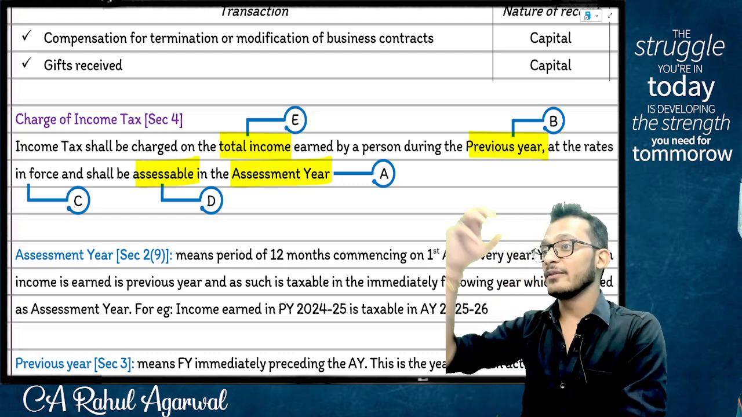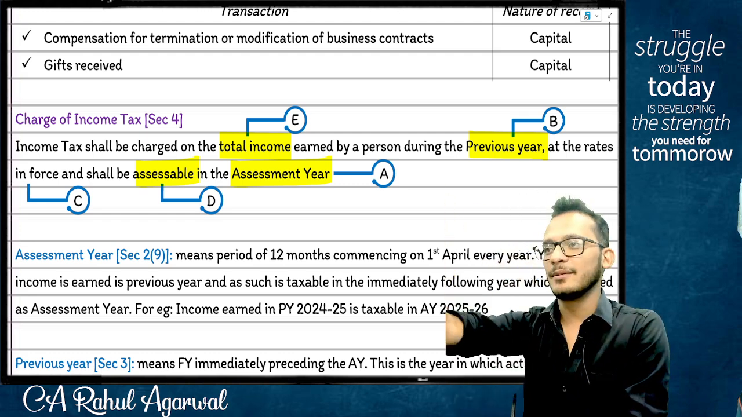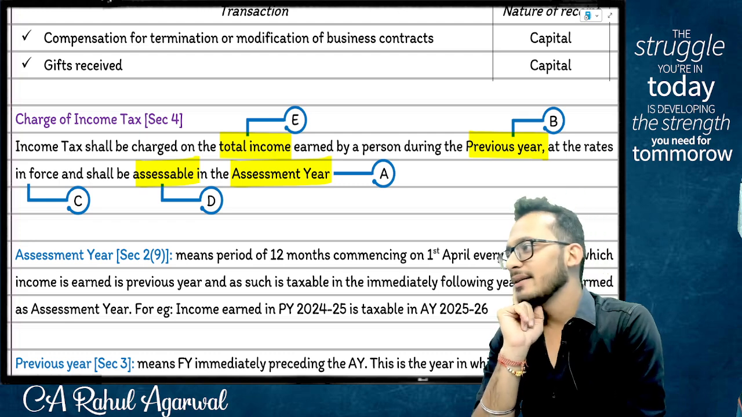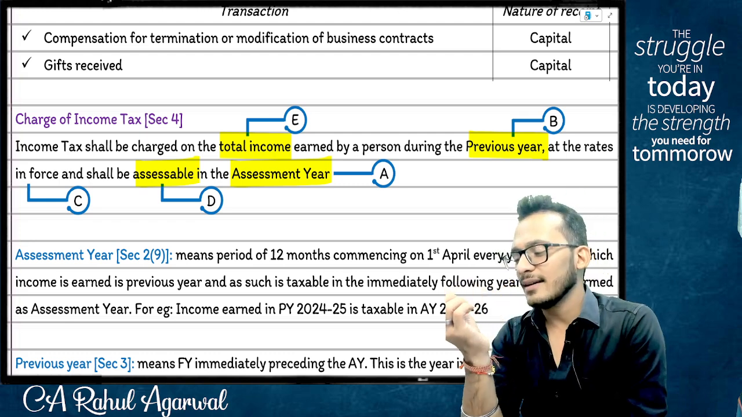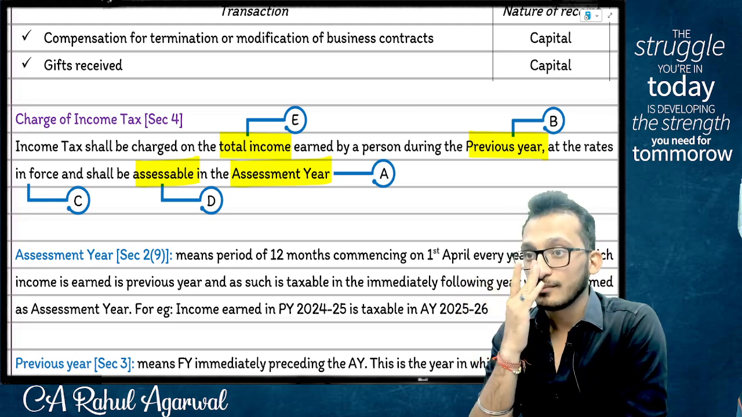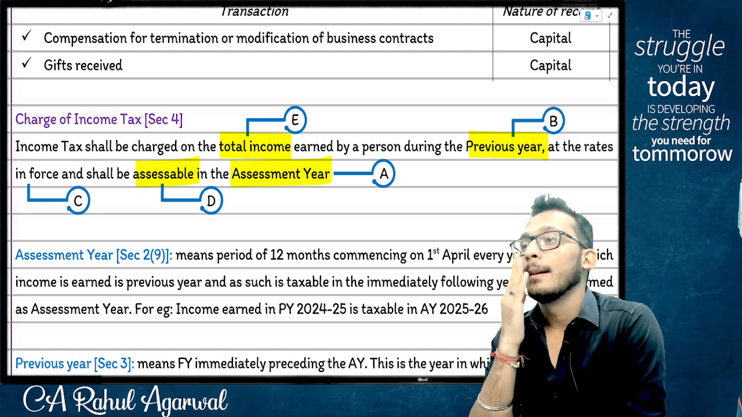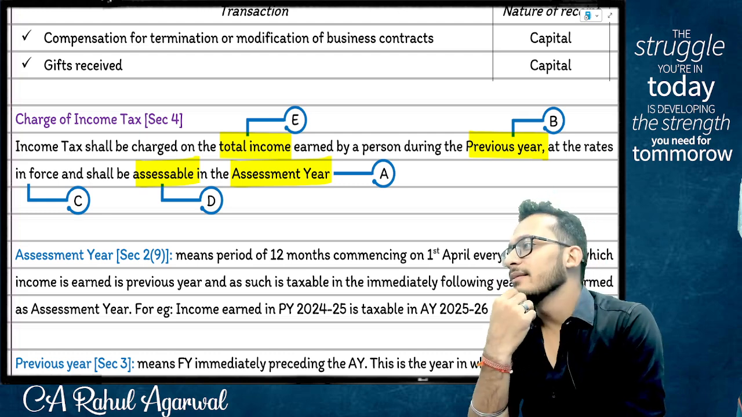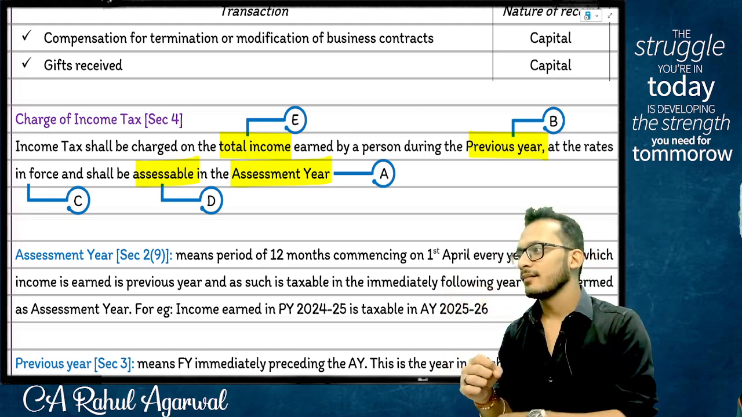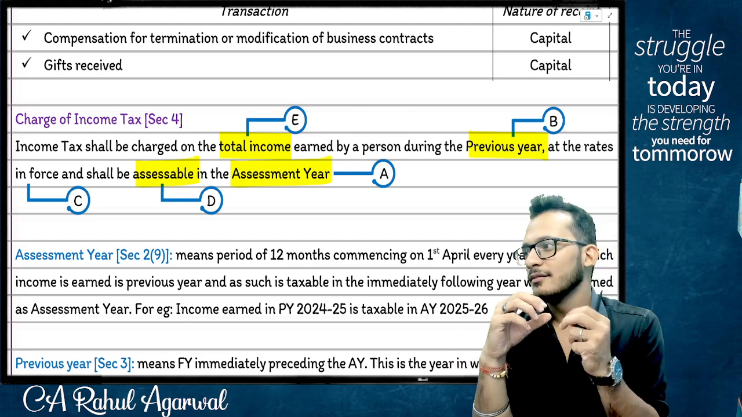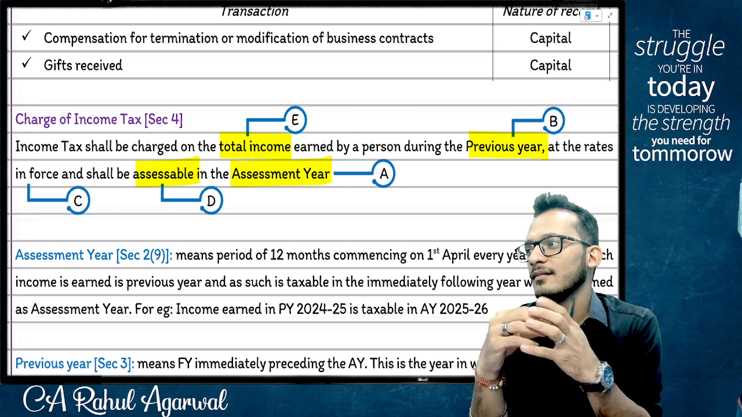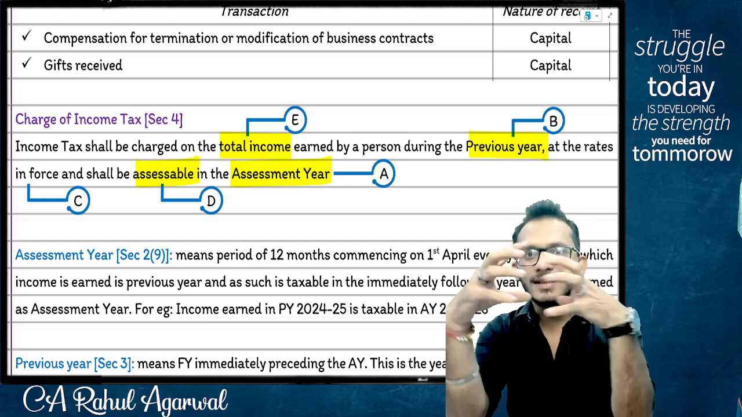It is decided that whatever money comes from the lemonade, 5 of us will share 20, 20, 20, 20, 20. Question: taxable in whose hands? Who earned the money? Did all 5 people earn individually or did they earn it together? So it should be taxable together. So it means that together is an artificial person.